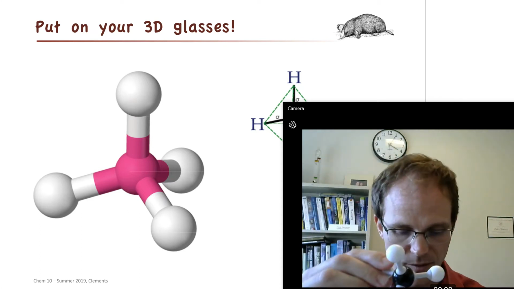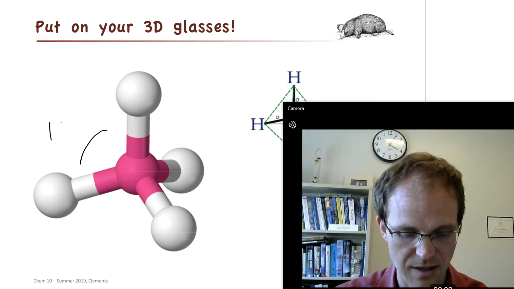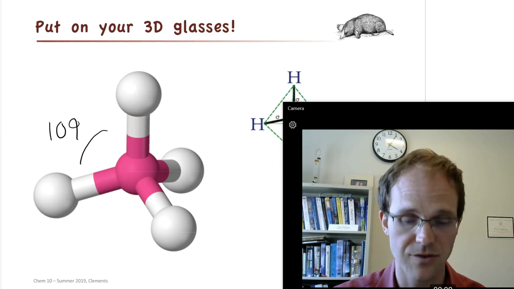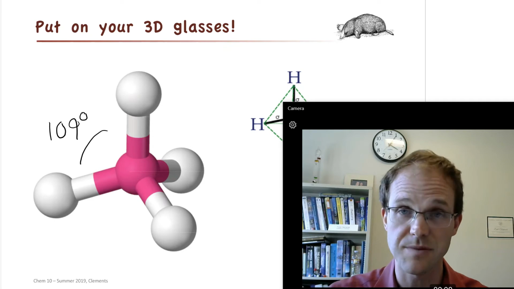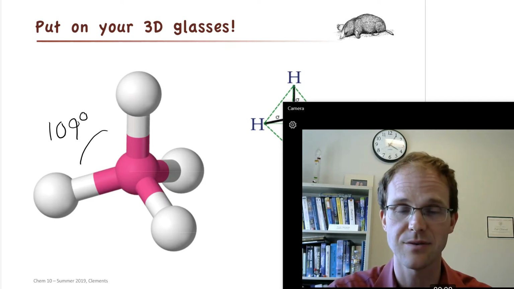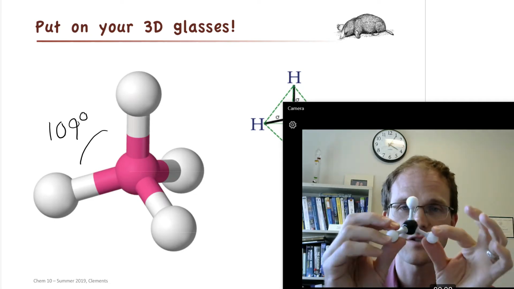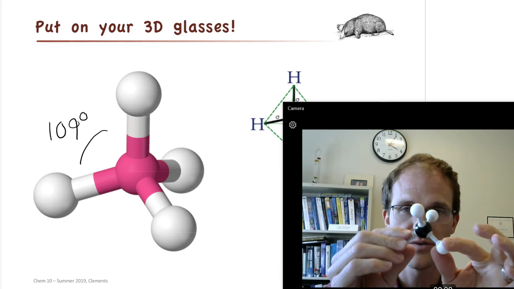Now, when you draw this structure, what you find is that all of your angles are about 109 degrees. So it's better than 90, right? If it was flat, it was 90. But when you go into 3 dimensions, you can get everybody far apart, which is 109 degrees.